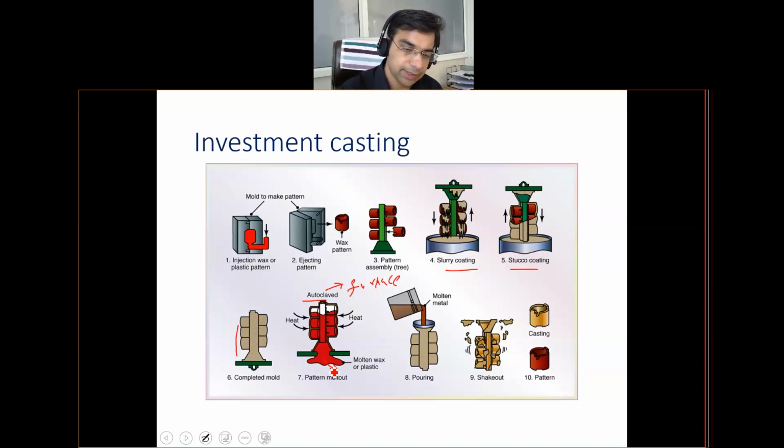And then you take this empty mold from which the wax is removed, and you pour the molten metal, and then you allow the molten metal to get solidified in this mold cavity. And once the solidification is complete, basically you break the mold to remove the casting product, and this casting product will be a replica of this pattern.